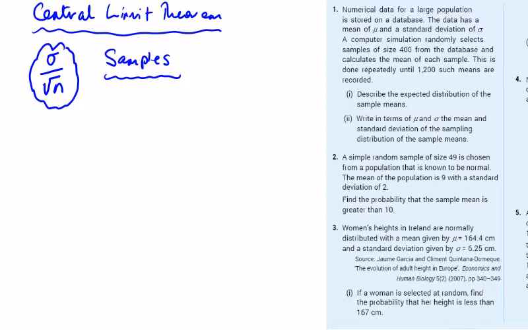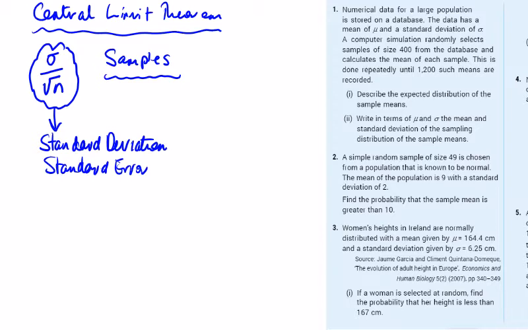So we're saying that it's going to be the same as a normal distribution with a mean mu and standard deviation of this guy here. So this becomes our new standard deviation, or we're going to call it the standard error of the mean. Standard error of the mean. So just jot that down, standard error of the mean.